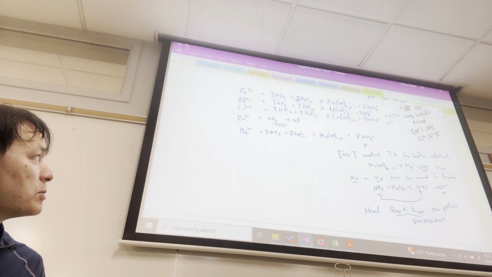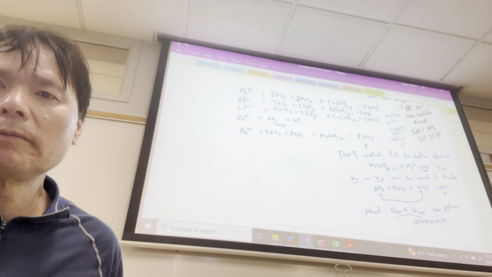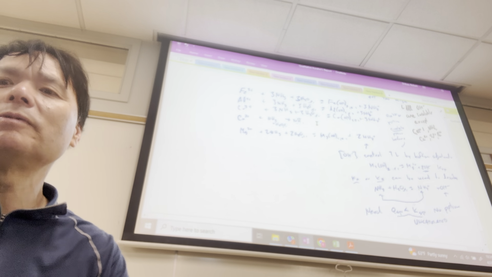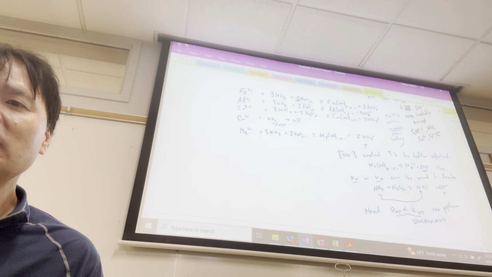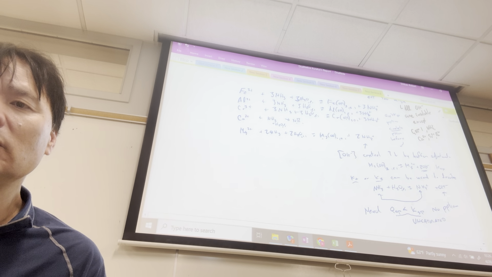And we want complete precipitation of these before any of these 2+ begin to precipitate. So complete precipitation before these would begin to precipitate. The 2+ cations. So that's magnesium. So what we're going to say is that we're going to get no reaction here because the KSPs are too low. QSP is too low.